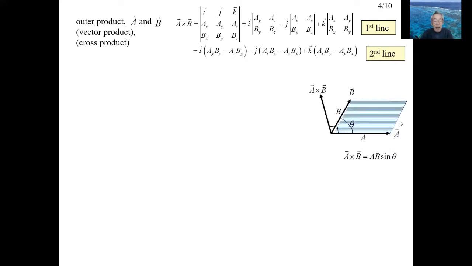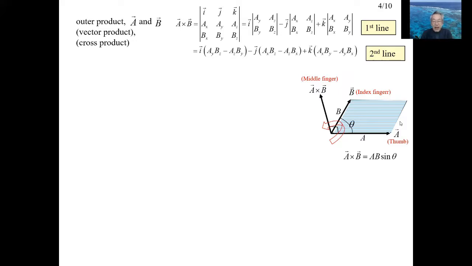In high school math, A cross B is explained differently. The magnitude of A cross B is equal to the area of the parallelogram formed by vector A and vector B, and its direction follows the right-hand screw rule. I would like to explain the right-hand screw rule briefly.